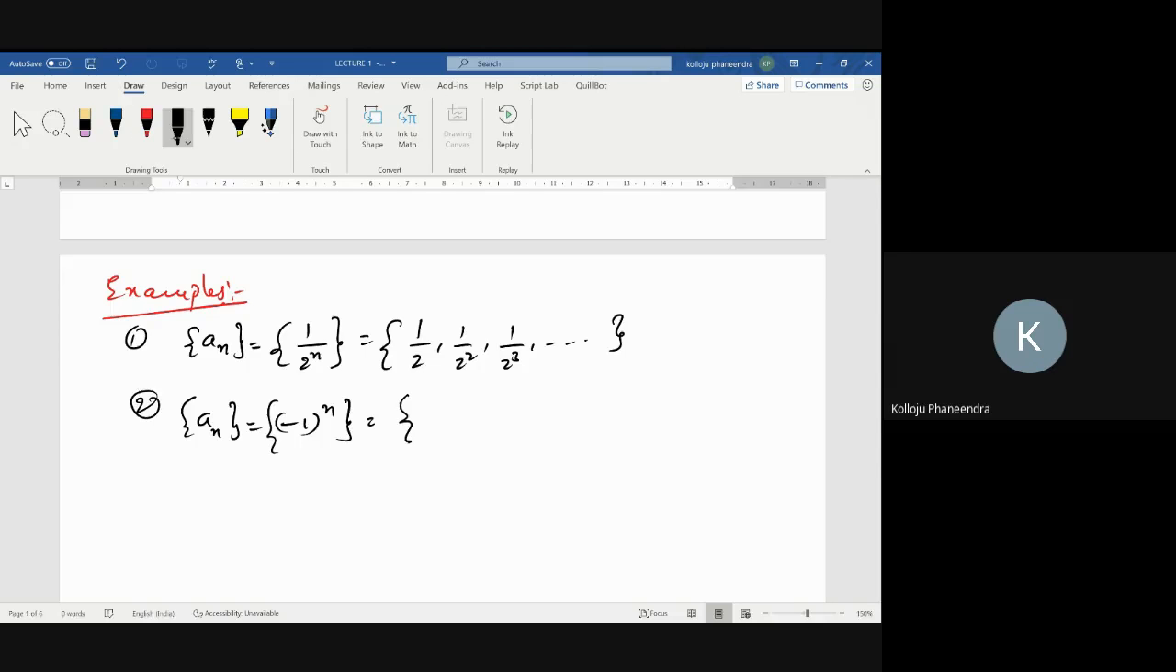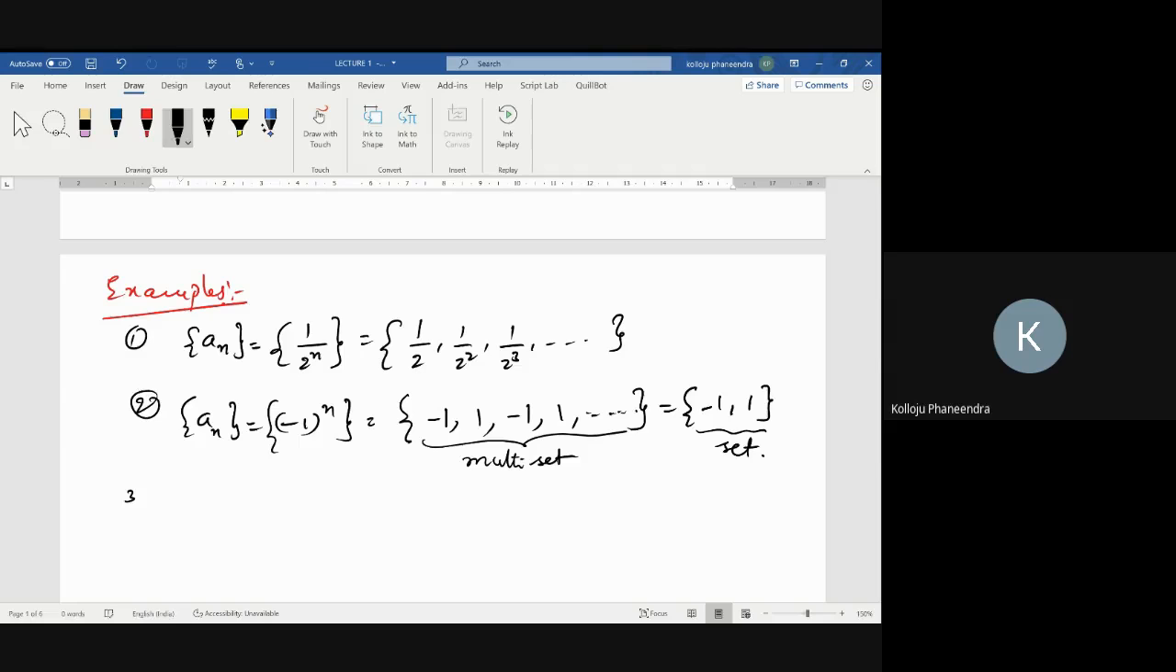If I take n equal to 1, the value is negative 1. n equal to 2, the value is positive. Next 3, negative 1, negative, positive 1 and so on. Okay, so this is a set, minus 1 comma plus 1. This is called a set. And what is this called? Minus 1, plus 1, minus 1, plus 1 infinitely many times. Sequence. It is called multi-set. This is called multi-set. And this is simply called set.